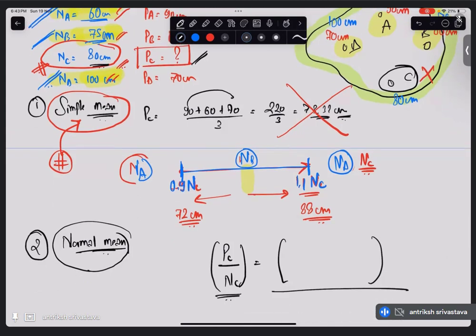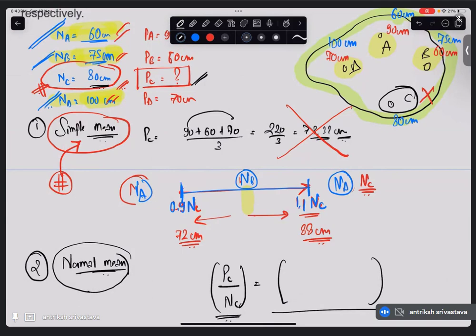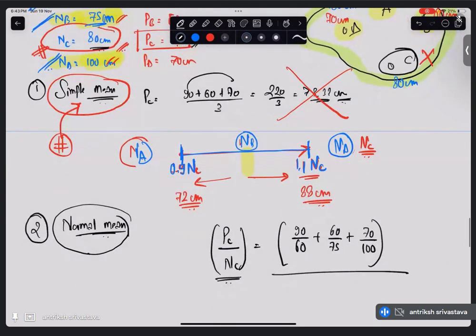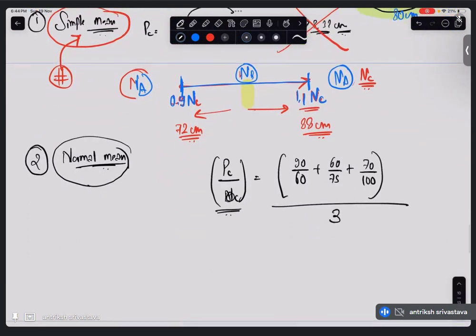So for station A, the normalized precipitation is 90 by 60. For station B, it is 60 by 75. For station C, oh sorry, we have to find it out. For station D, it is 70 by 100. Right? And then we take the simple mean, divided by 3. For our given station C, we already know the annual average precipitation, that is 80. So can you solve this expression and give me the value of PC?